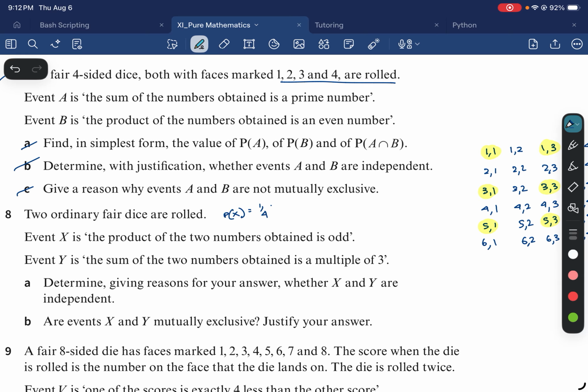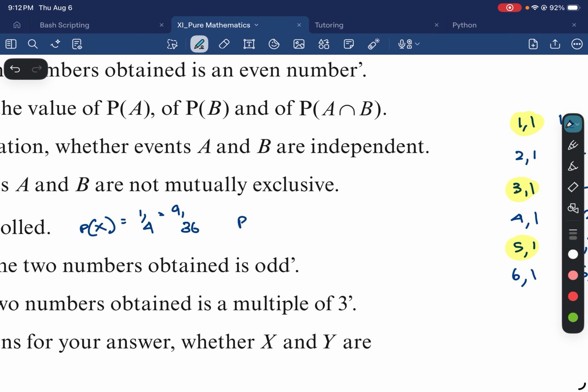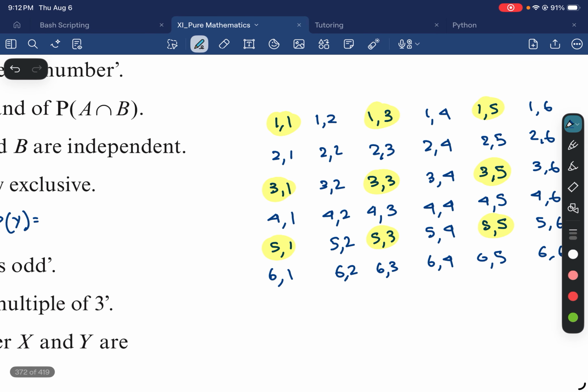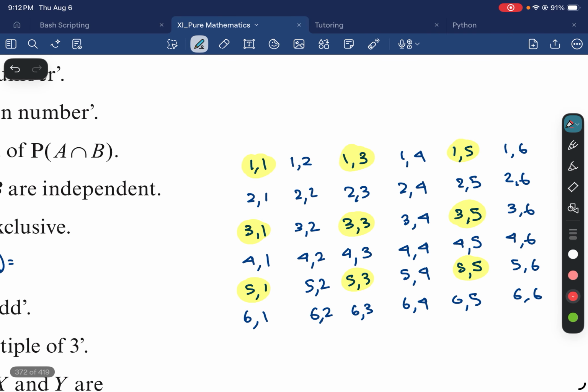All right. The sum of the 2 numbers obtained is a multiple of 3. So sum has to be a multiple of 3. So I'm just going to underline if it's true, right? 1 plus 2 is a multiple of 3. 1 plus 5 is a multiple of 3. The rest are not, right? 2 plus 1, multiple of 3. This gives me 4, 5. 2 plus 4 is a multiple of 3. Nothing else, right? I think 3 plus 3 gives me 6, a multiple of 3. 3 plus 6 gives me 9, a multiple of 3. The rest are not multiples of 3.